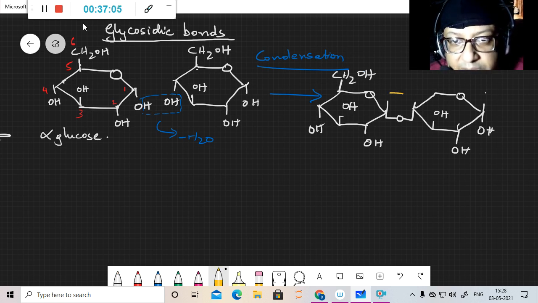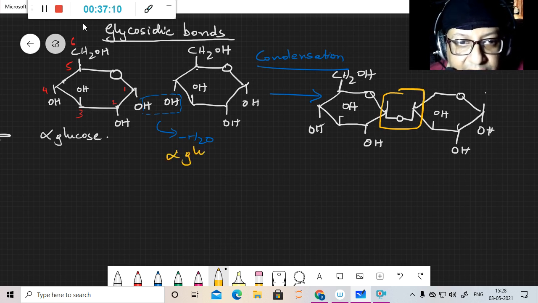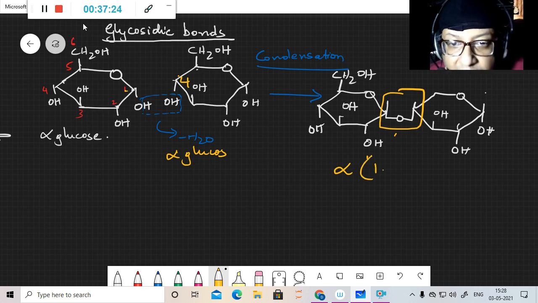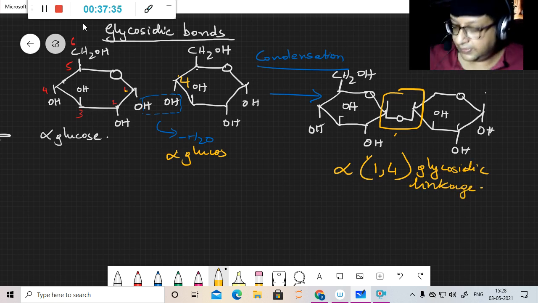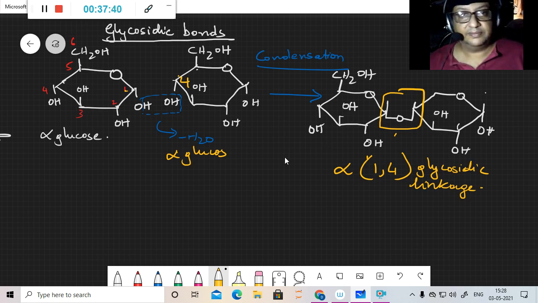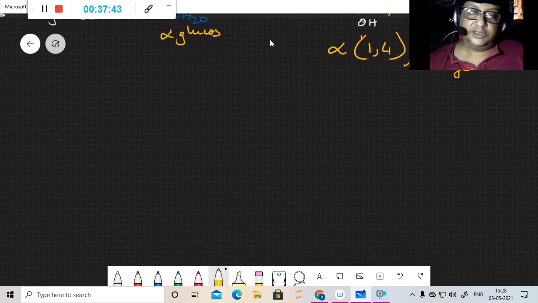so this bond which is formed over here, since this was alpha glucose, this was also alpha glucose. This was carbon number 4, 1 to 4. So this is an alpha 1 to 4 glycosidic linkage. So a glycosidic bond is formed over here.